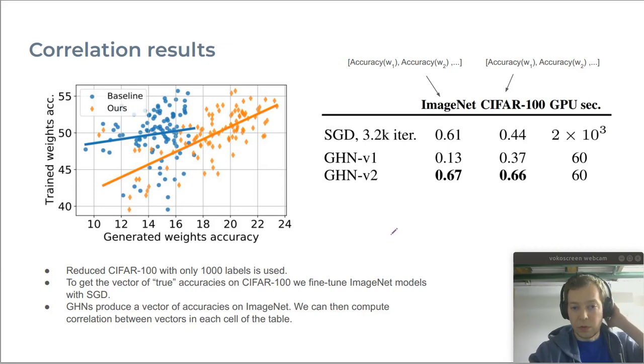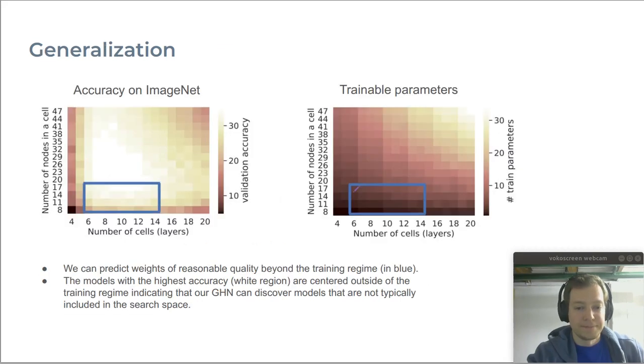We also follow the standard evaluation protocol of GHNs and estimate the correlation between the accuracies of predicted weights and the accuracies of weights trained with SGD, and we achieve significantly better correlation results, which means that we can search for much stronger architectures on ImageNet.